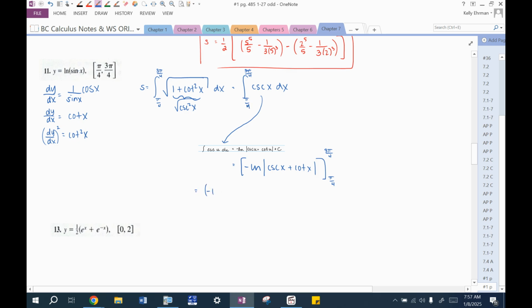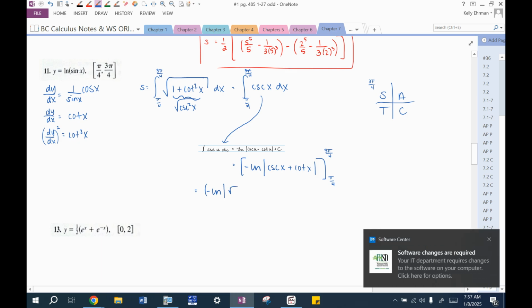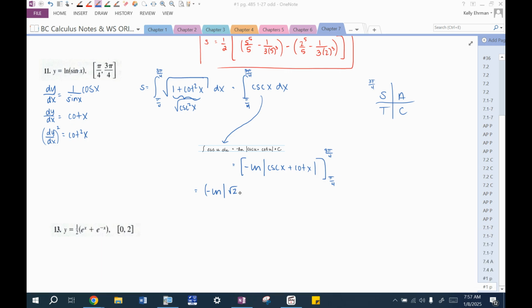So negative natural log of cosecant of 3 pi over 4. Remember, you have to consider signs: all students take calculus. Sine and cosecant at 3 pi over 4 is over here in quadrant 2, so they're positive. Now remember, sine and cosine are radical 2 over 2, but the reciprocal of radical 2 over 2 is radical 2. That scared me. And then cotangent of 3 pi over 4 is negative 1. Now, I don't really need this absolute value because radical 2 is 1 point something, and so that's going to be a positive difference, but it doesn't matter.